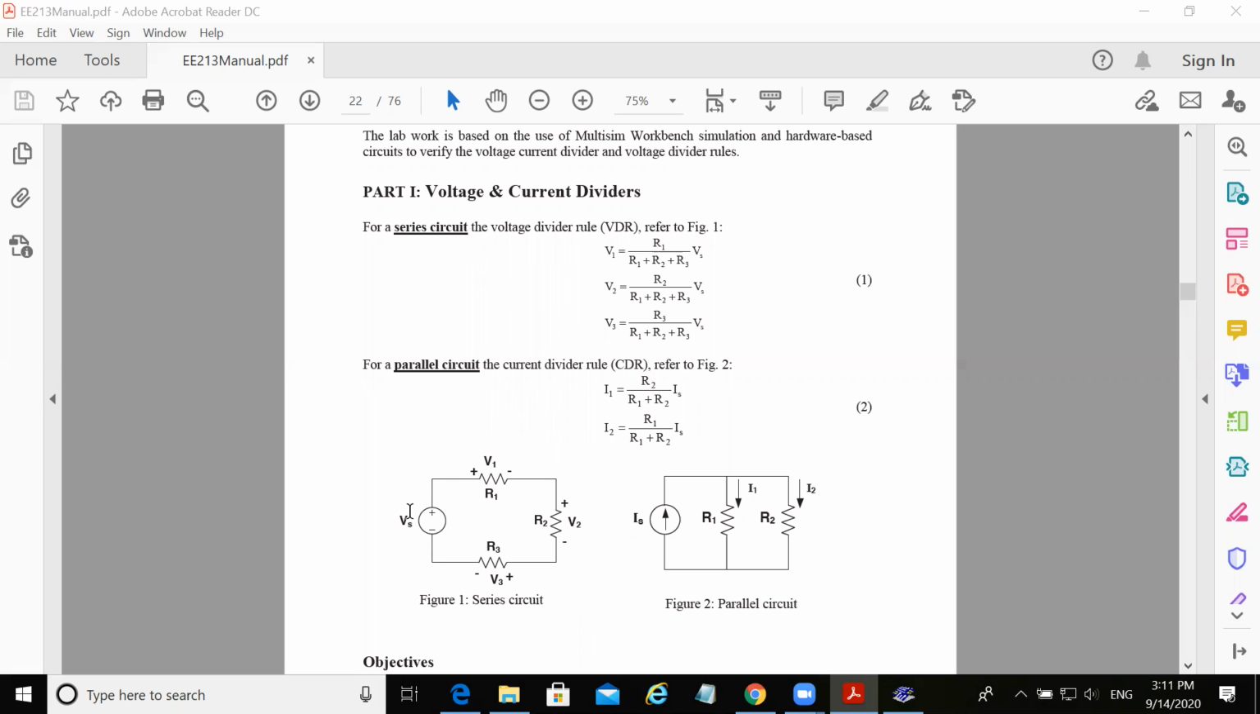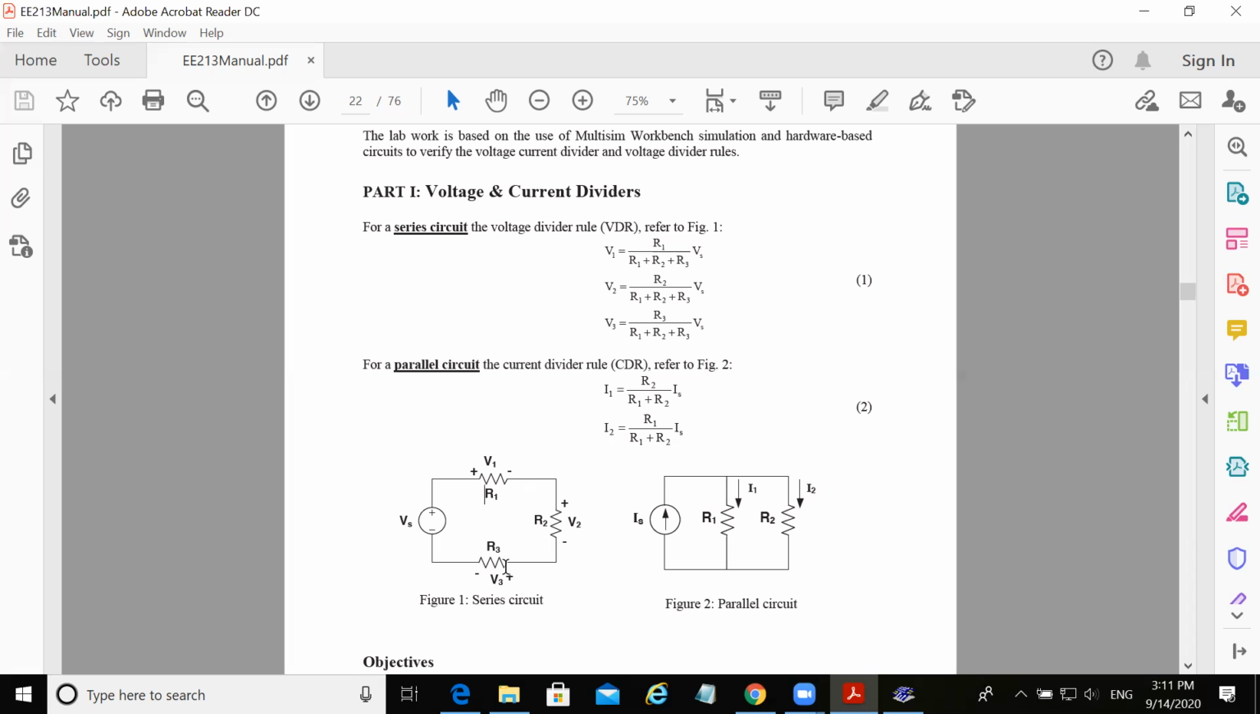The answer is that this voltage Vs will be divided between all of these resistors. And Vs will be equal to V1 plus V2 plus V3. This is what we know from KVL, right? Now, how do I find V1? For that, we have the voltage divider rule. And what does the voltage divider rule say? The voltage divider rule says that if I want to find V1, then it will be equal to the same resistance, R1, multiplied by the total voltage here, the source voltage, and divided by the sum of all of the resistors.